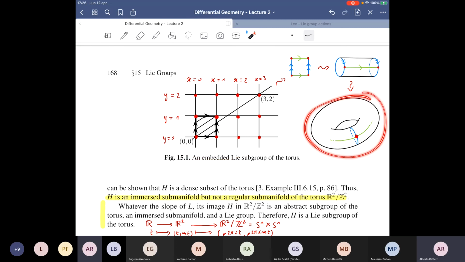This is, if you want, the manifold description. And in particular, as you can see, all these red points will close up in a unique point of the torus. So as you can see here, we have an example of a line through the origin, which passes at some point through a lattice point.